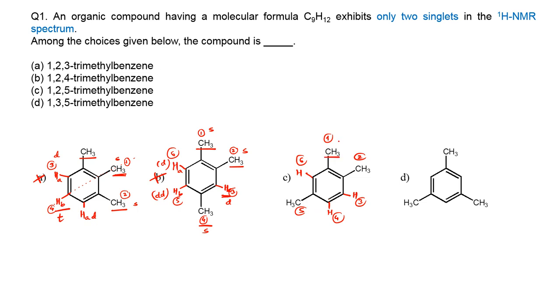Again, in this case, this CH3 will give a singlet, this CH3 will give a singlet, and this CH3 will also give a singlet. Then the Ha, Hb, and Hc protons: the Ha proton will couple with Hb and give a doublet. The Hb proton will couple with Hc and Ha, so it will give a doublet of doublet. And the Hc proton will couple with Hb, so it will give a doublet. So this is again not our choice.